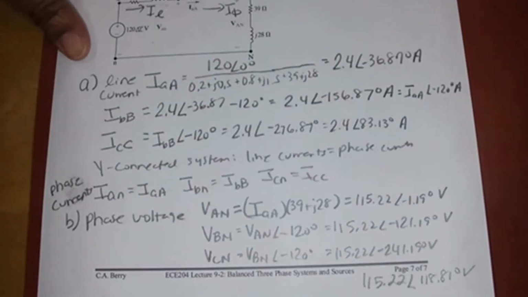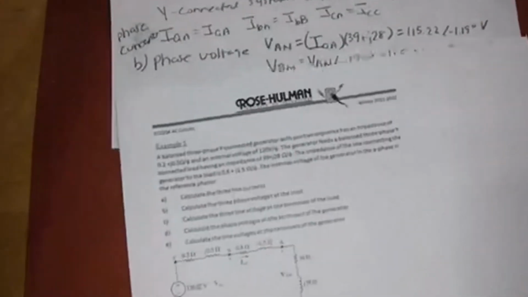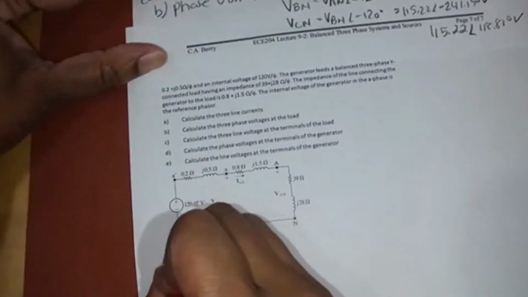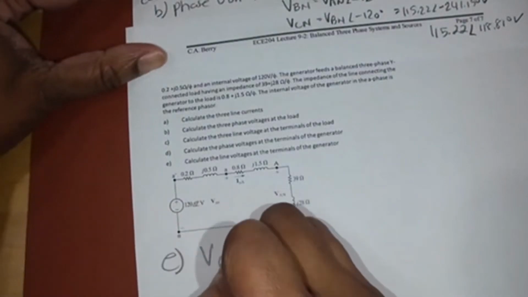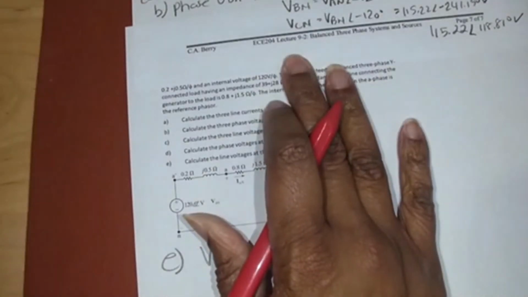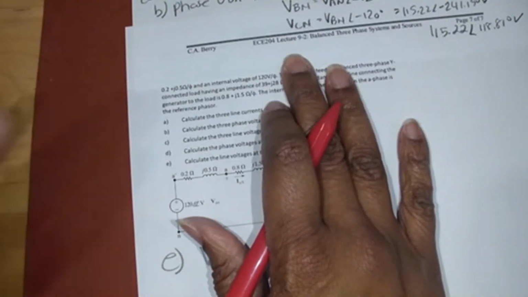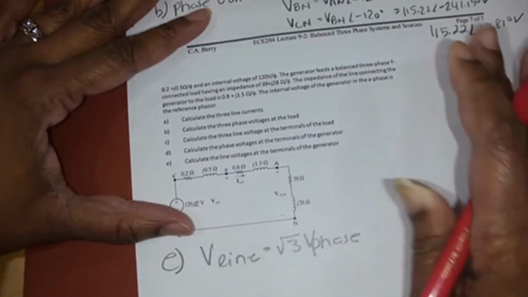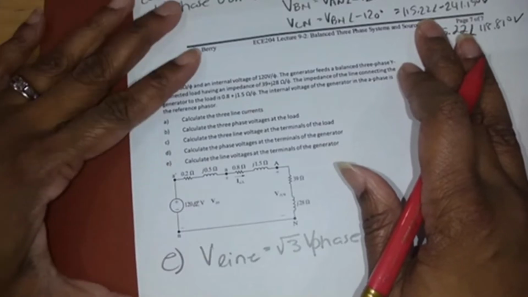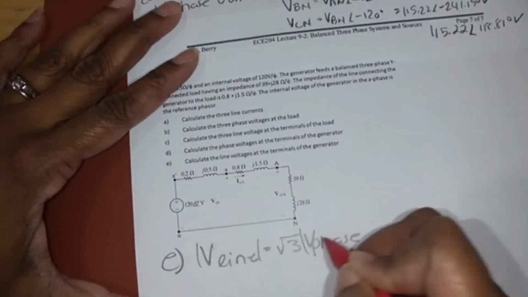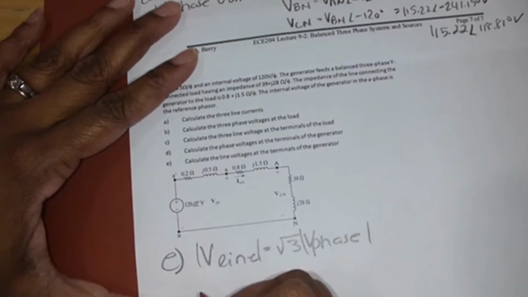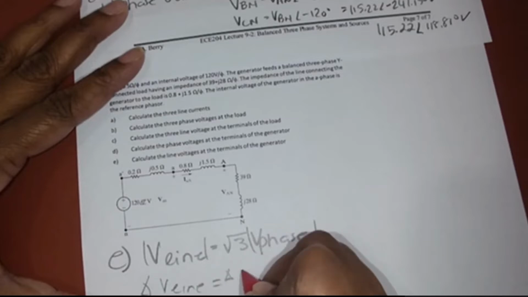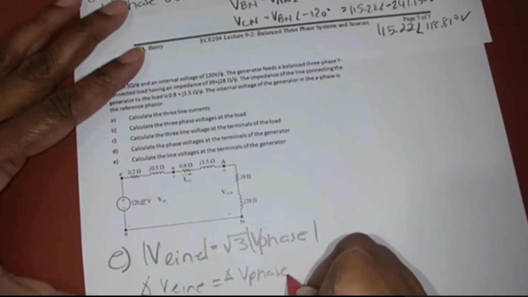So what we're going to do next is find our line voltages, which is part E. And the relationship between the line voltages and the phase voltages is that the line voltages are equal to square root of 3 times the phase voltages. That's magnitude, right? And for the angle for the line voltages, that is the angle for the phase voltage plus 30 degrees.